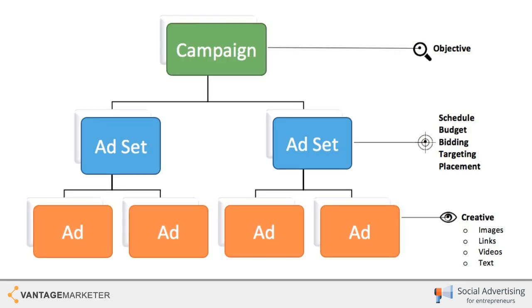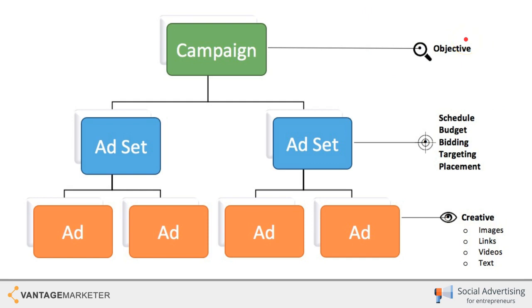All right, so this is your full ad campaign structure for a Facebook campaign. Every single ad campaign that you ever do on Facebook will have at least one campaign, one ad set, and one ad inside of it. In this diagram, you see there is basically one campaign, two ad sets, and then two ads inside each ad set.